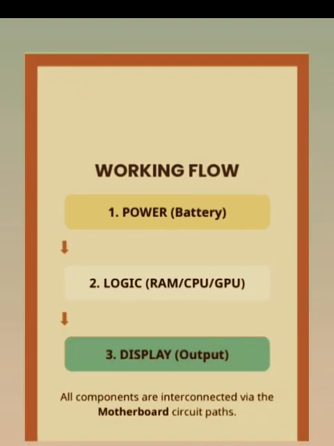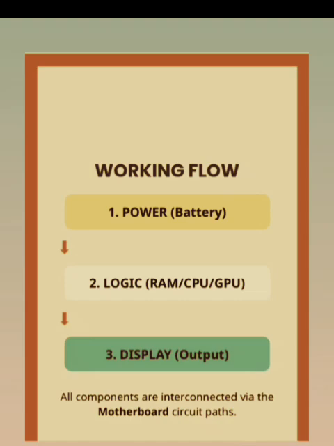Now the working flow of mobile phones. How does our mobile phone work? First is the power, the battery system. The power battery switches on the whole system. Next is the logic. Whatever instructions we give are taken care of by RAM, GPU and CPU. RAM takes our instructions and, depending on which type of instruction it is, if it is arithmetic, it gives it to the CPU, and if it is something graphical, it hands it over to the GPU. So this is the second step.